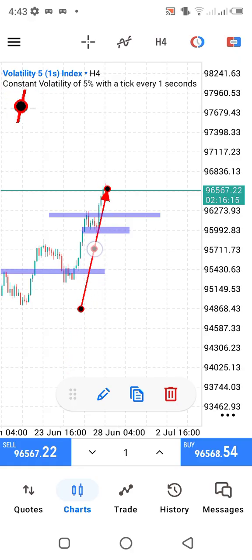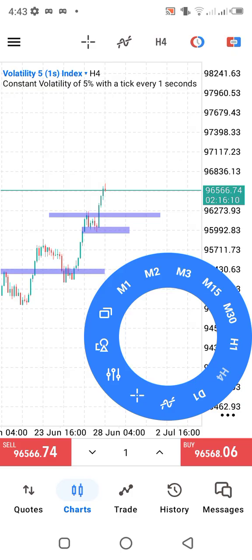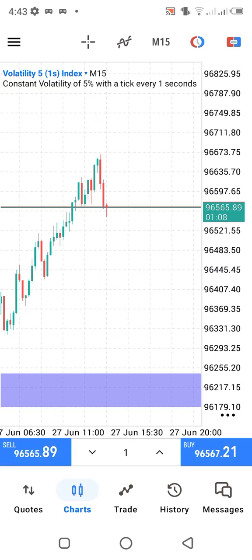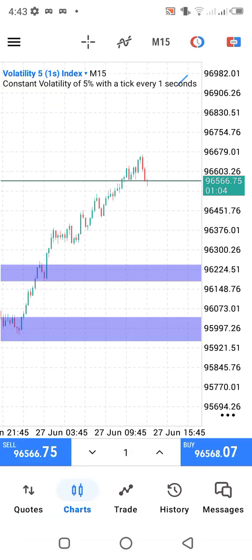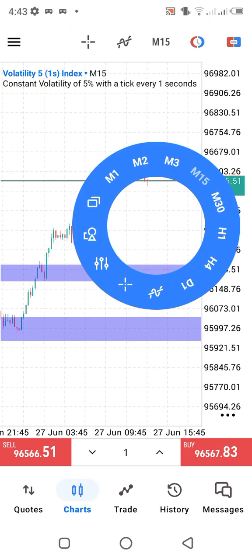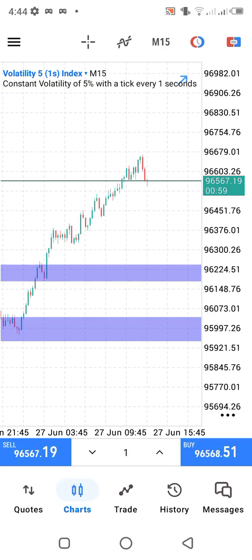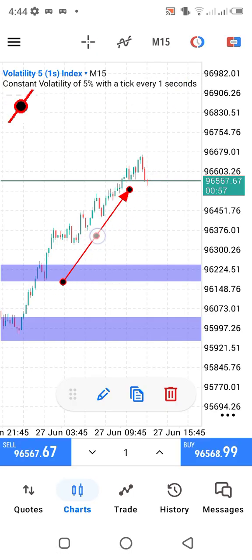So how do you know that the correction phase is going to end? You just go to your low time frame, like the M15, and you want to look for, because you see price has been climbing up. If you observe, price has been climbing up. So this has been a climb up, right? Until we reached here where price made a break of this cut structure here.